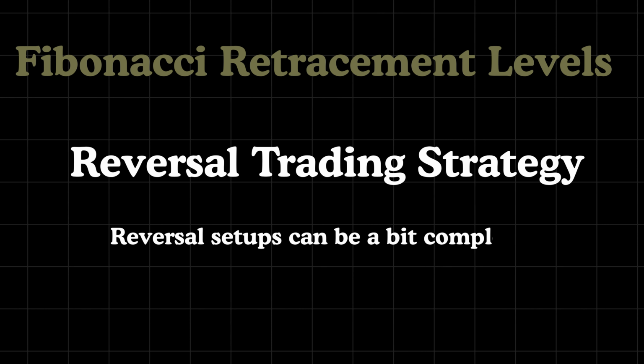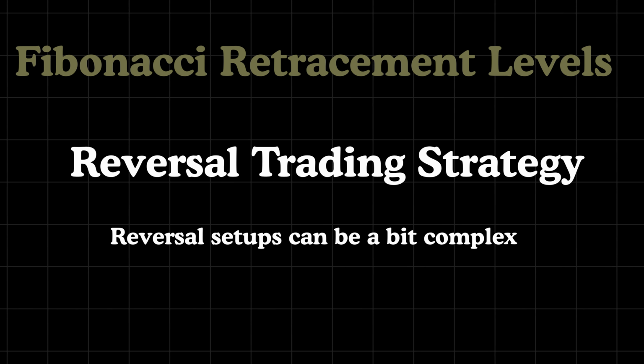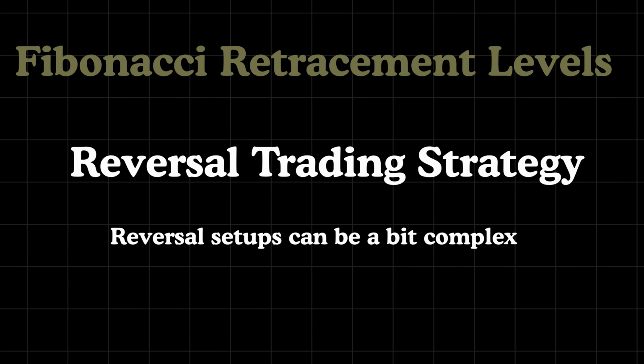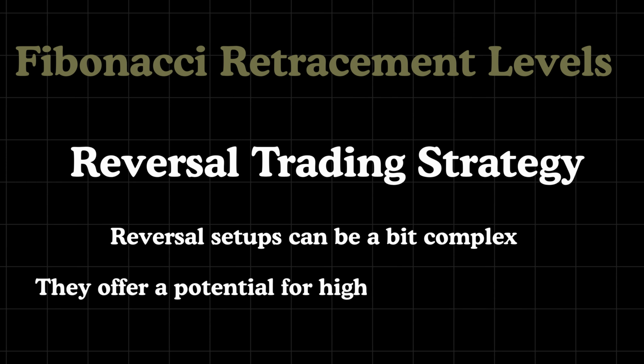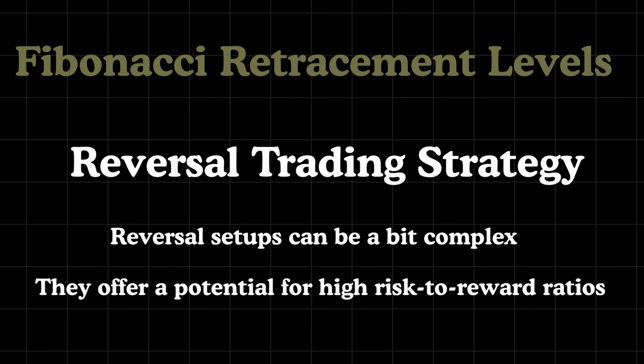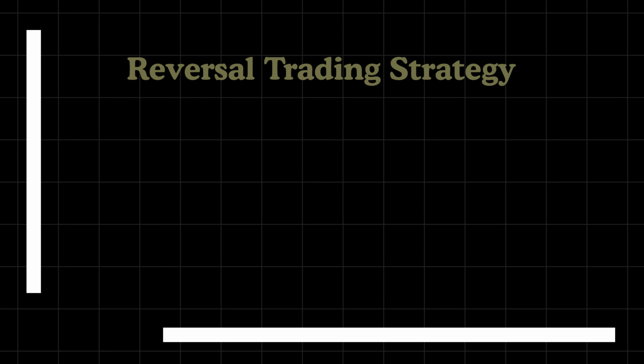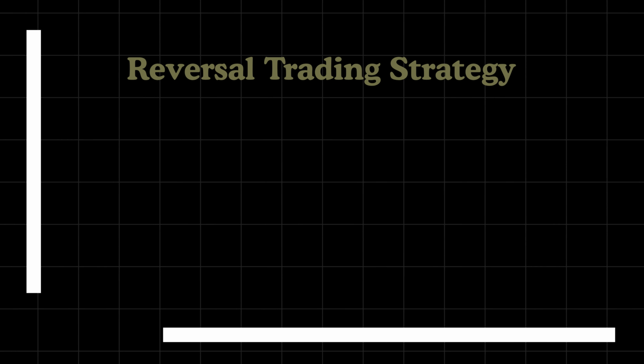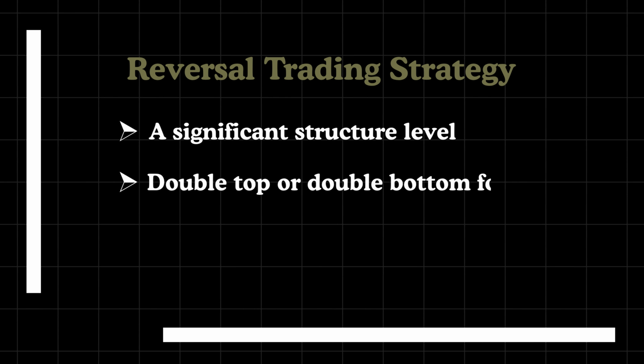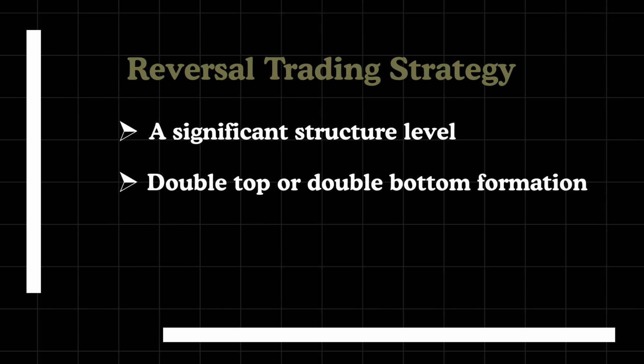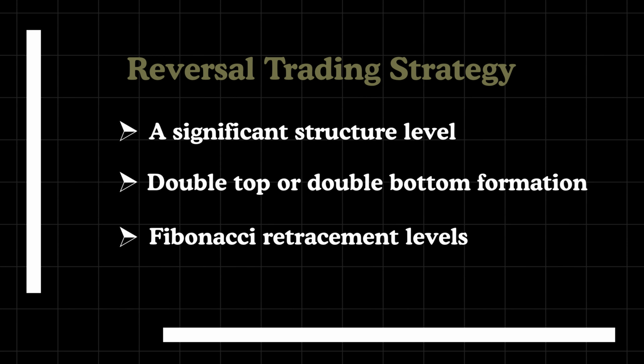Reversal setups can be a bit complex since they involve trading against the prevailing trend. However, the upside is that they offer a potential for high risk-to-reward ratios. The setup we're about to explain blends 3 core elements: a significant structure level, a double top or double bottom formation, and key Fibonacci retracement levels.